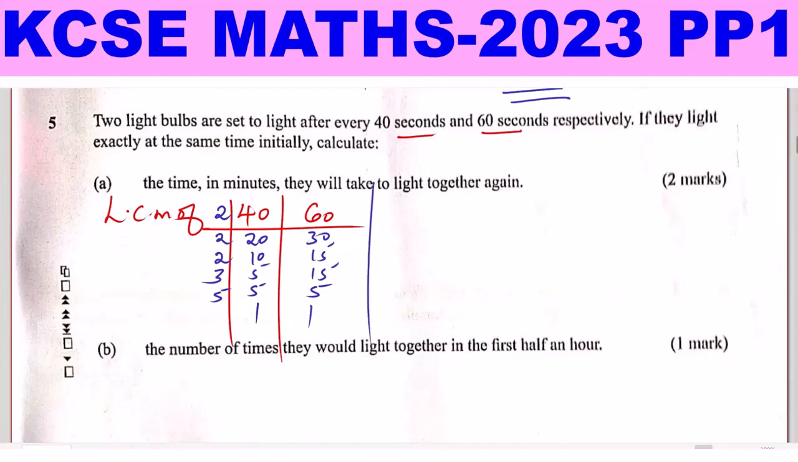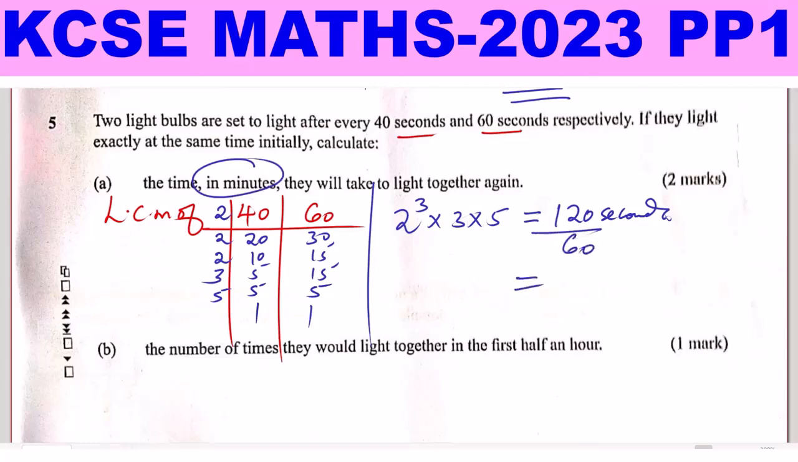So the LCM will be 2 cubed times 3 times 5. Multiply these: 8 times 3 is 24, and 24 times 5 will give 120 seconds. So these bulbs are going to light again after 120 seconds, but you're required to give the time in minutes. To convert seconds into minutes, we simply divide this by 60, and we notice they will light again after 2 minutes.